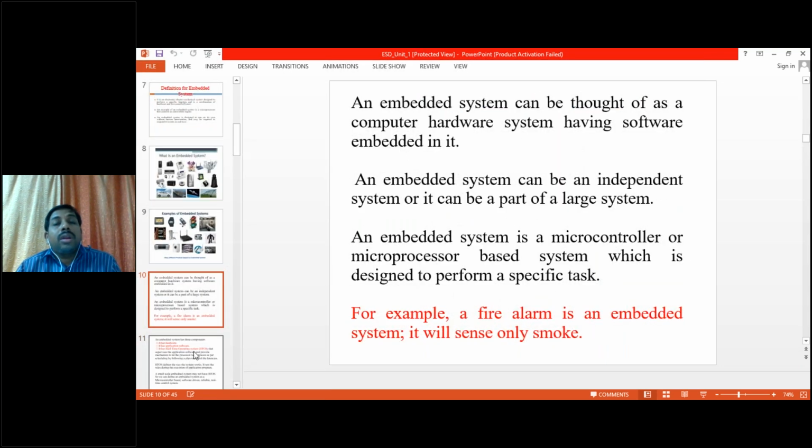So as of now, we can say an embedded system can be thought of as a computer hardware system having the software embedded in it. So there is hardware and you are embedding the software in it. Your embedded system can be an independent unit or it can be part of a larger system. If there is a big industry, there are robots controlling things. For example, in a cable company, all the cables are wound on bobbins, and these bobbins are lifted by robots, and these robots detect the color of the bobbin, and based on that place it in the specific rack.